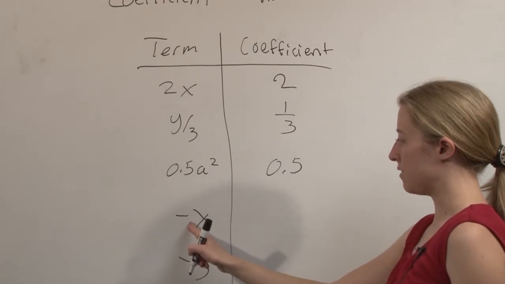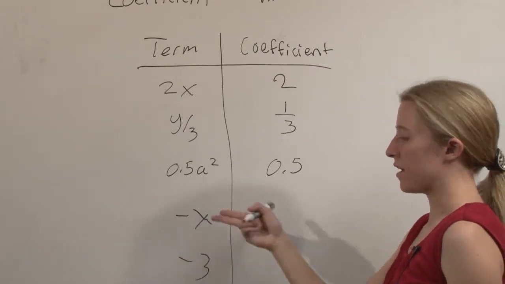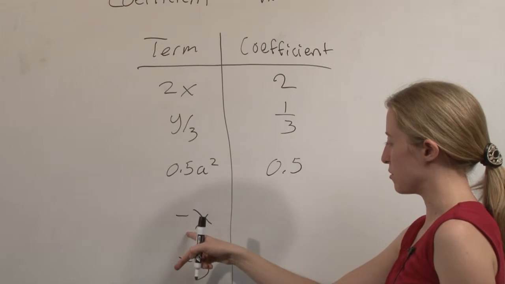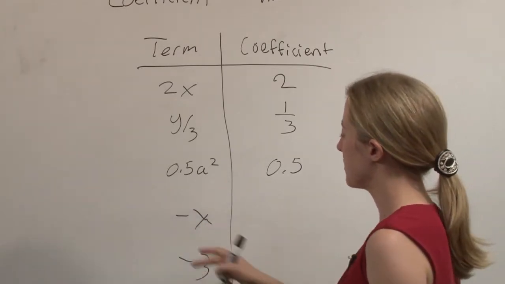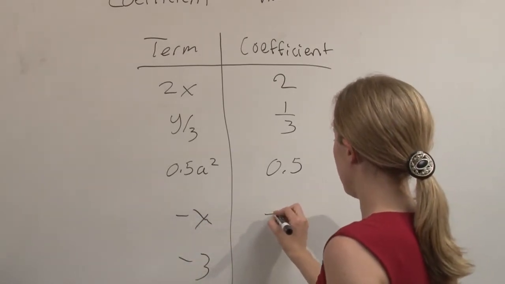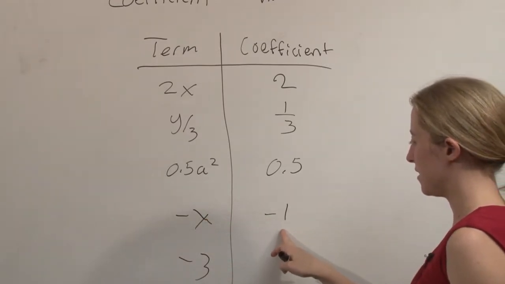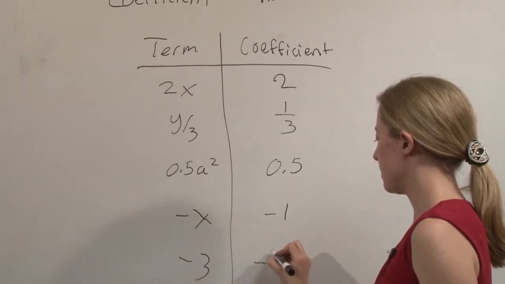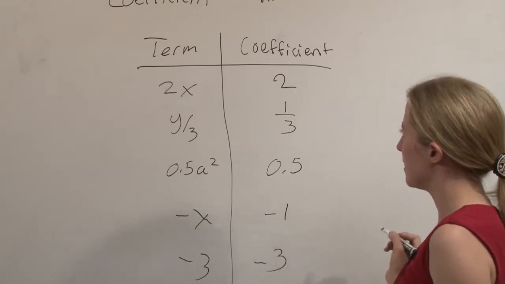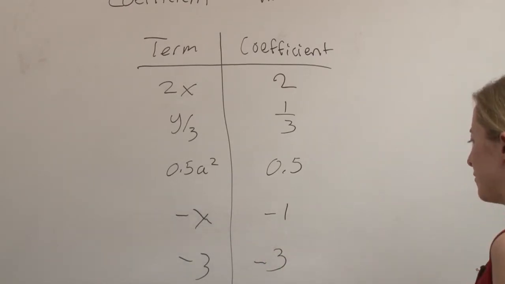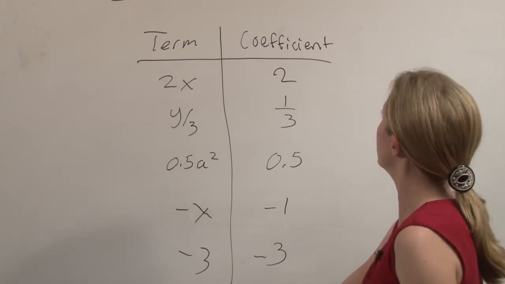So here I have a negative x, and I can't factor out any numbers because I don't see any numbers multiplied by it except for 1. Because you can always factor out 1 from anything. So it's going to have a coefficient of -1. And then the -3, its coefficient is -3. So even though it doesn't have a variable, doesn't mean it can't have a coefficient.